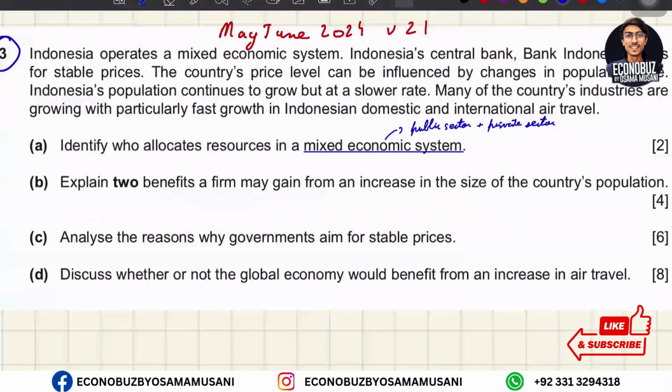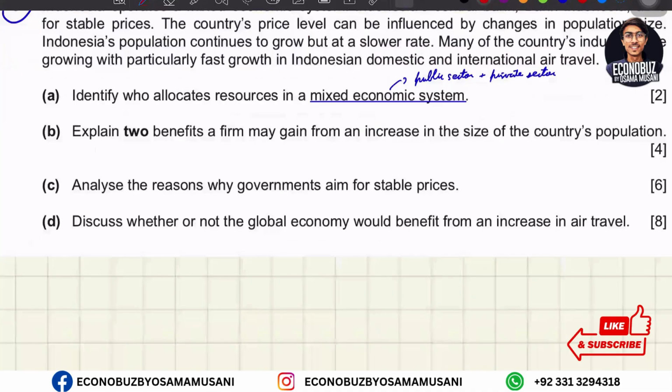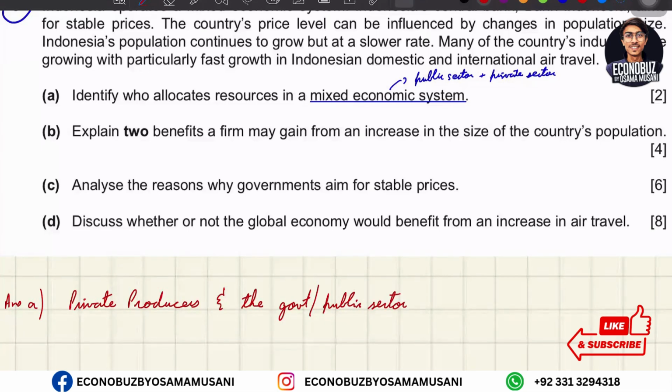So when the question is asking you to identify who allocates resources in a mixed economic system, you would only write private producers and the government, or you can also write public sector instead of the government. So private producers and the government or the public sector allocate resources in a mixed economic system.